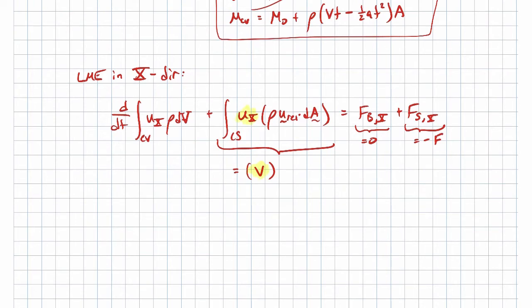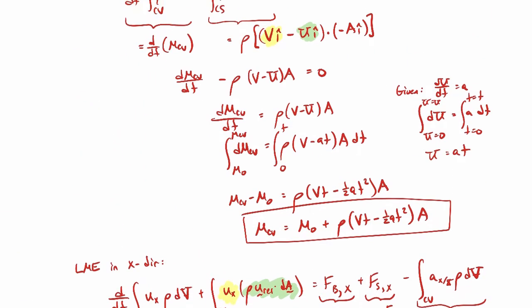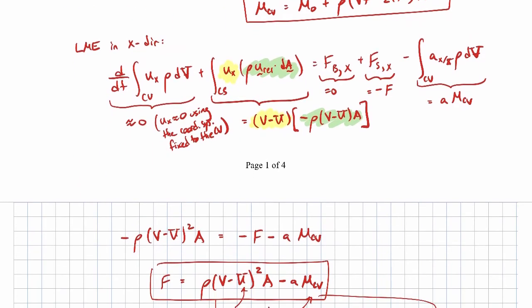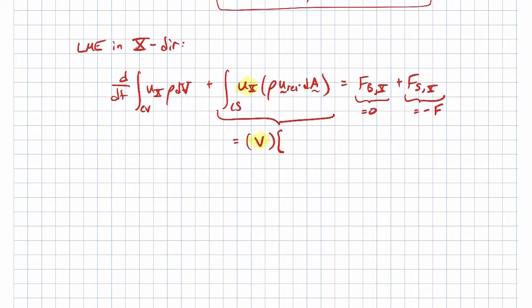Now our mass flow rate term will look exactly the same as what we had previously. It's still the same term that we had even back up here with conservation of mass, because the relative velocity does not depend on what coordinate system we use. So this will be minus rho times v minus u times A. So that's our mass flow rate term. Again, that one doesn't depend on what coordinate system we use.